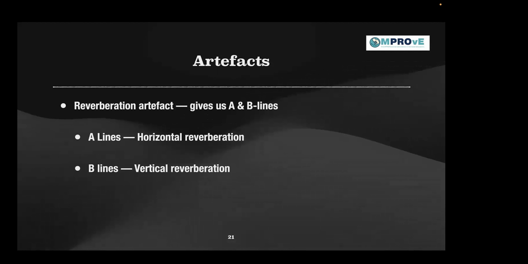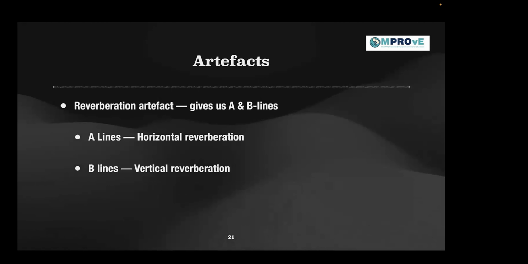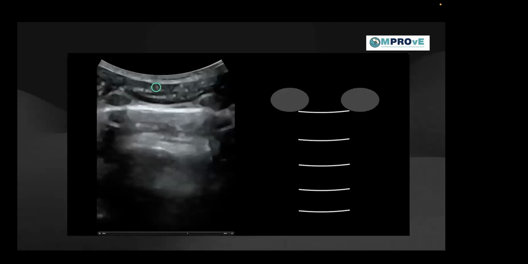Reverberation artifact gives us A and B lines. Just for understanding, A lines are generated when there is a horizontal reverberation. Reverberation is the back and forth movement of the ultrasonic waves. So if your waves are doing this, then it generates an A line. And we will see in the slides what I mean by this. And when we talk about the B lines, it is a vertical reverberation. So it is doing like this, back and forth, it will give you a vertical reverberation. So let's talk about the A lines, how they are generated.